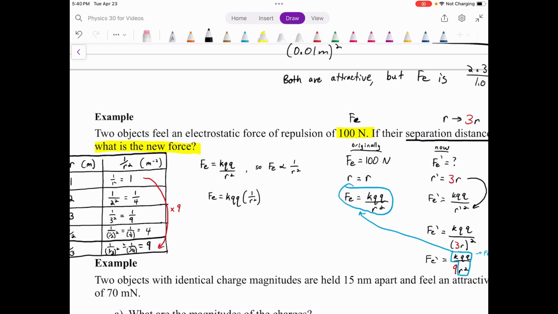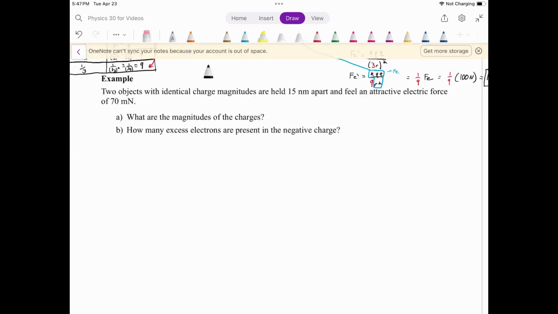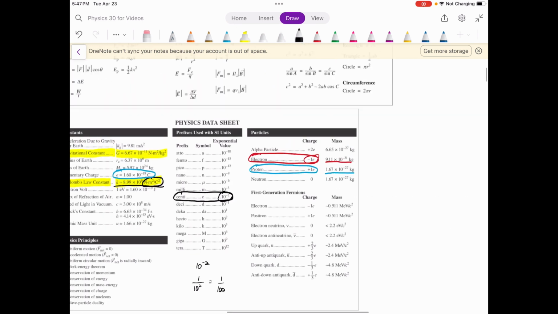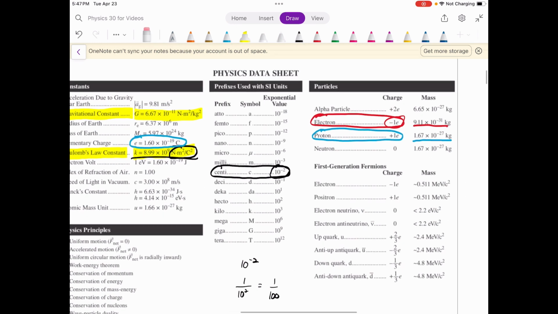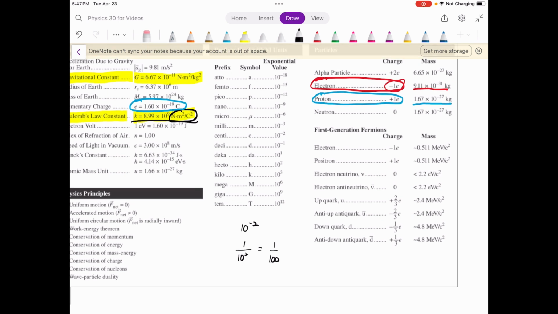Inverse square relationship. Okay, so let's try this one. Two objects with identical charge magnitudes. Meaning they have the exact same charge. We don't know what it is, but they have the same charge. Are held 15 nanometers. That little n means nano. If we check the formula sheet, you can see that nano means 1/1,000,000,000th, or 10 to the negative 9. Nano, lowercase n.